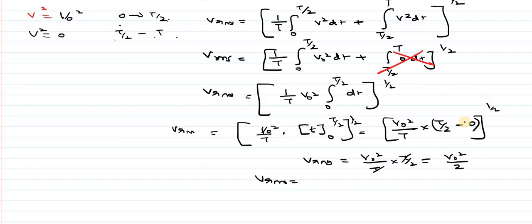So this is VRMS square. Whenever we find it, it is VRMS only. Here it is half, so it will be V naught by root 2. V naught by root 2 is the correct answer. So don't forget to take the square root of this. V naught by root 2 is the correct answer for this.